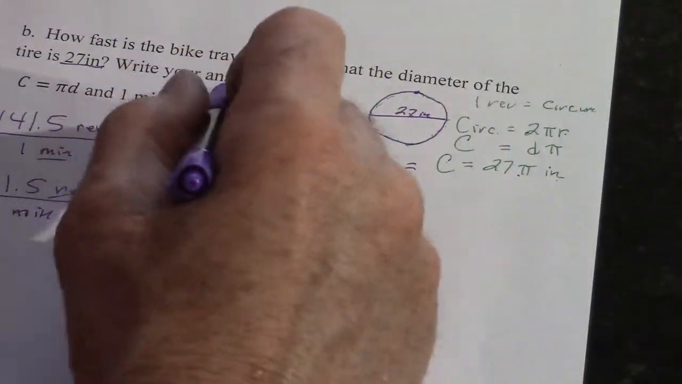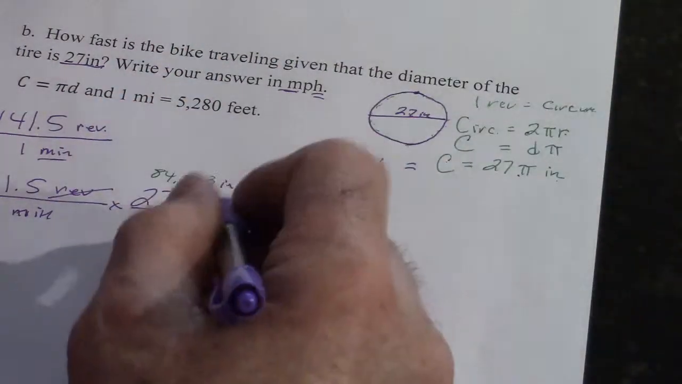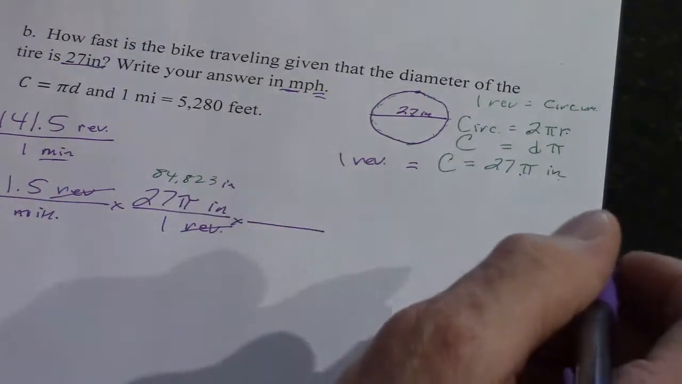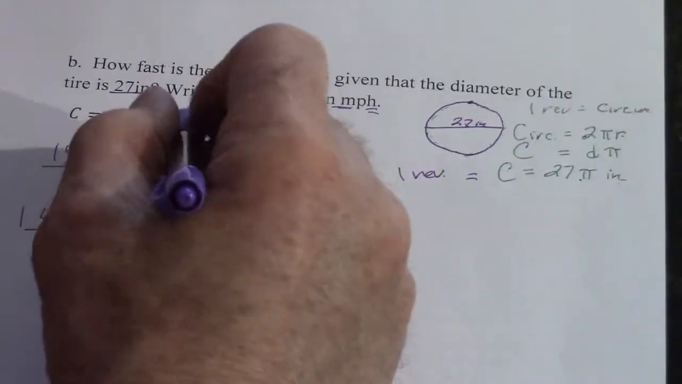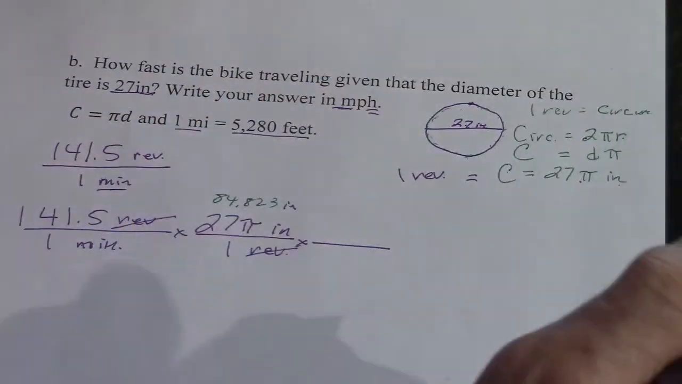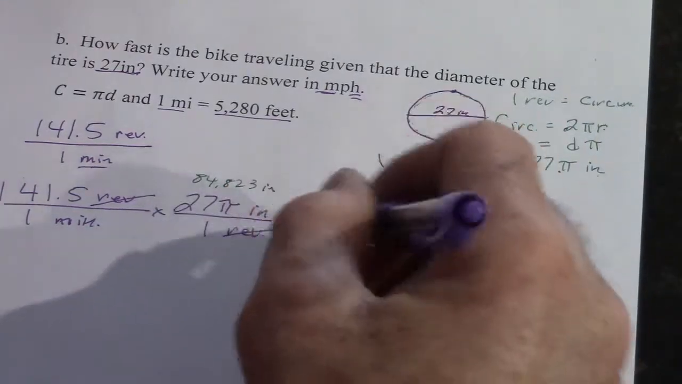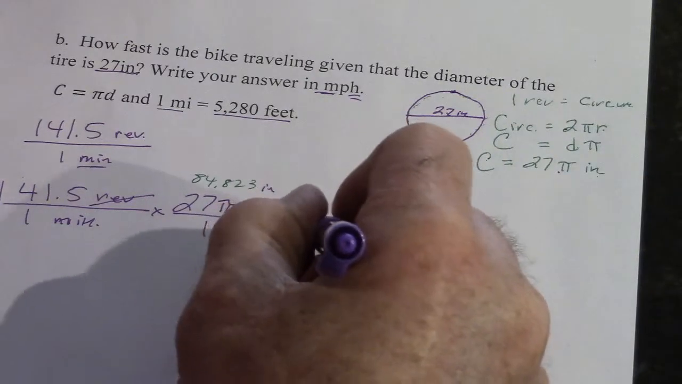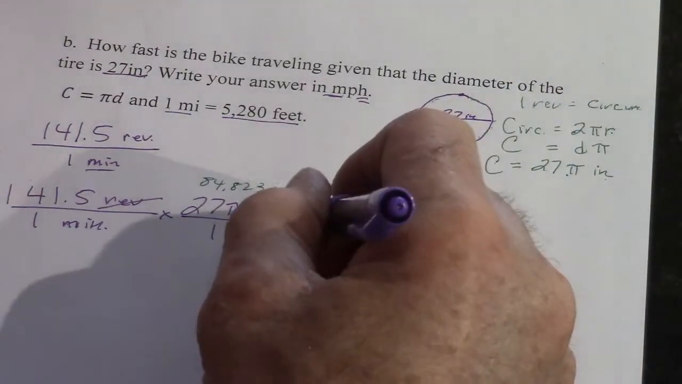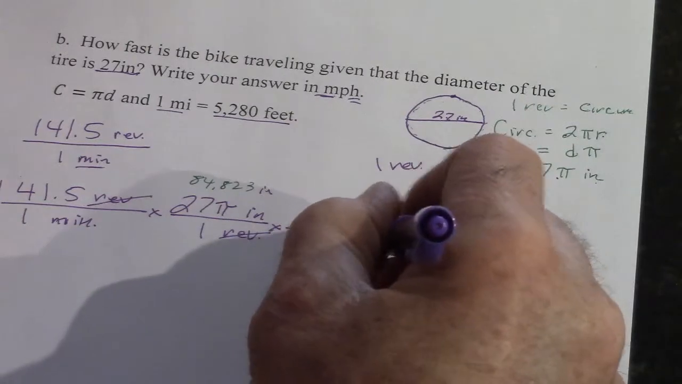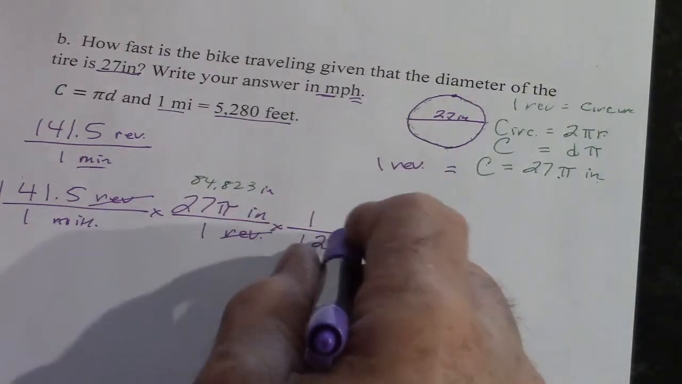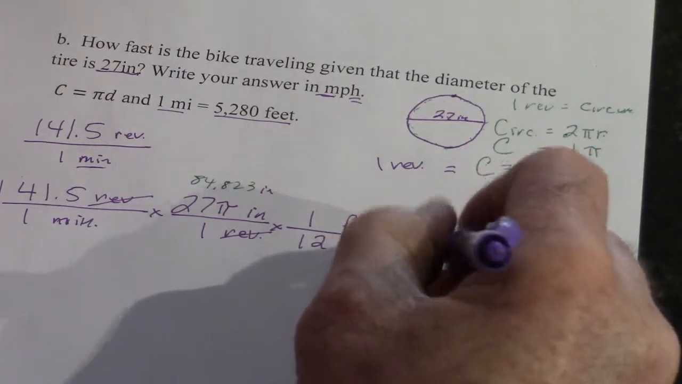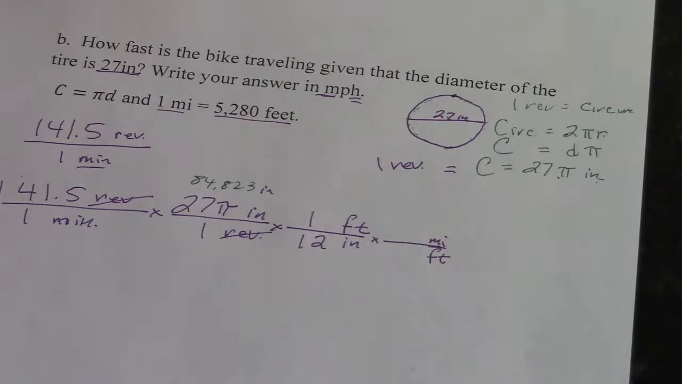Now they want our answer in miles per hour. So far I've got inches and minutes. So I want to get rid of inches and get to miles. So notice it gave us that 1 mile is 5,280 feet. But we've got inches, so we have to get rid of inches, and we can convert inches to feet. These are just linear inches, not square inches, so 12 linear inches is 1 linear foot. We can convert inches to feet by using that unit ratio. And then we can change feet to miles, right?